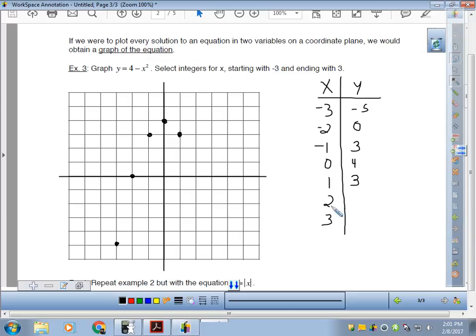Then we plug in the next x. 2 squared is 4. 4 minus 4 is 0. And then we plug in the last x. We plug in the 3. 3 squared is 9. 4 minus 9 is negative 1. And so we plot that point. Now once you have a couple of points, then you can connect them together to form the graph. I'm just going to connect these together the best I can.